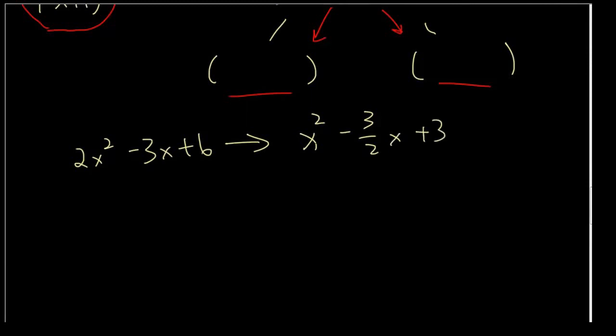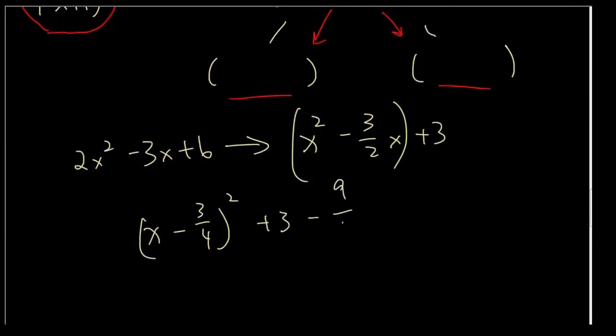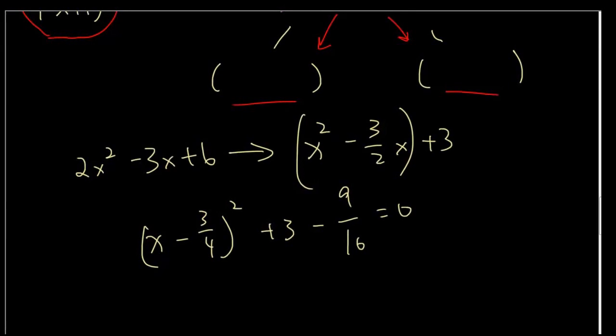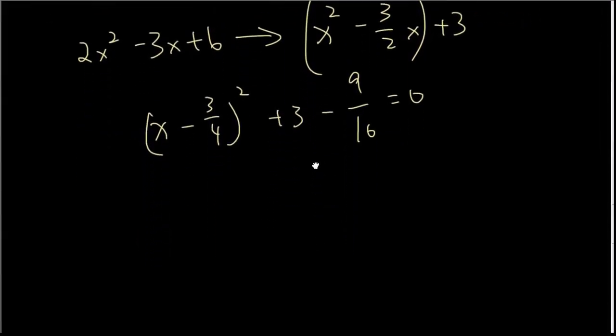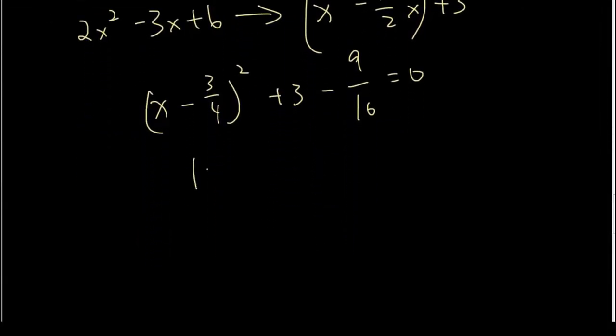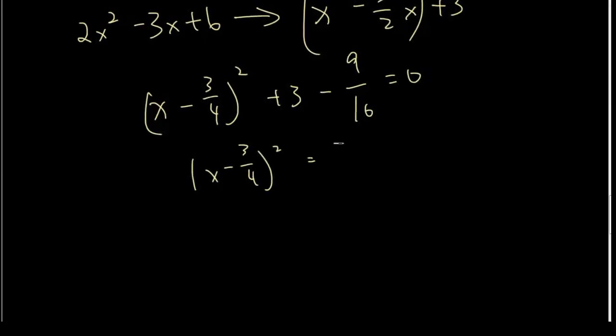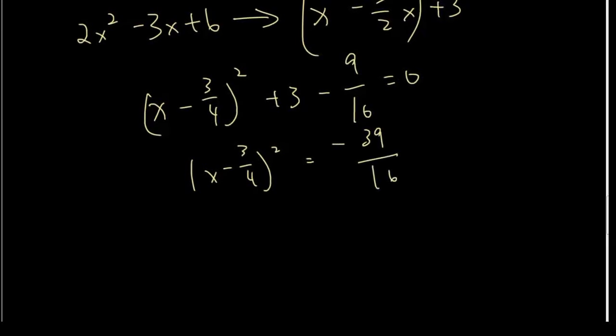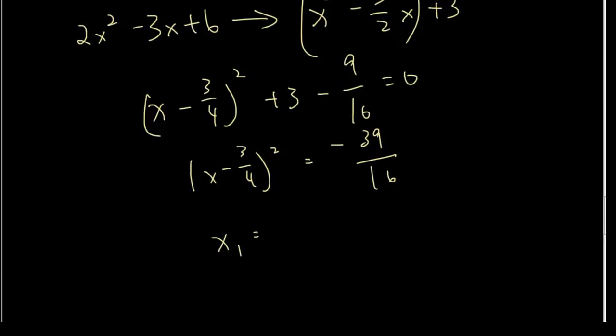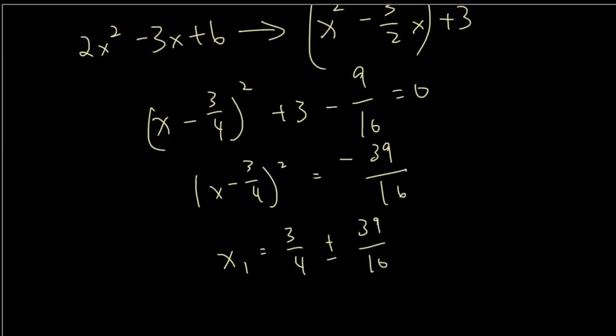Okay, so when we complete the square for this part, that would be x minus 3 over 4 squared plus 3 minus 9 over 16 gives me 0. Okay, so that will simplify to x minus 3 over 4 is equals to negative 39 over 16. So therefore x is equals to 3 over 4 plus or minus 39 over 16i.